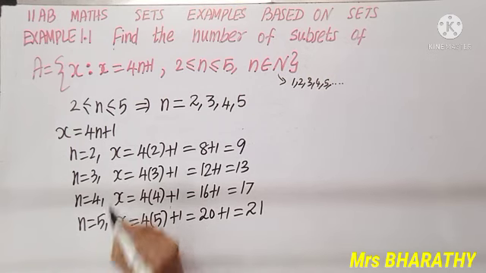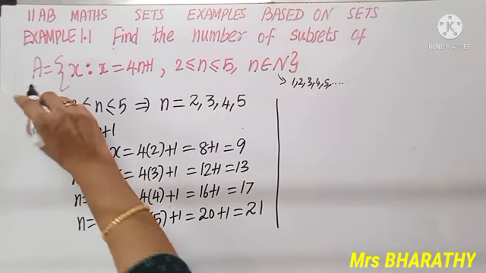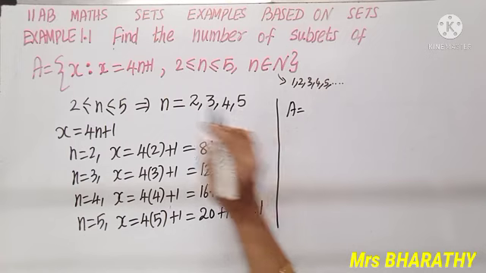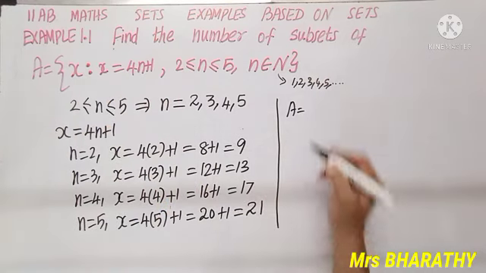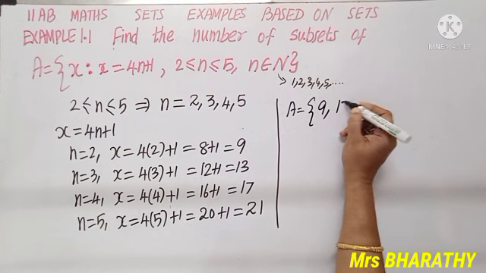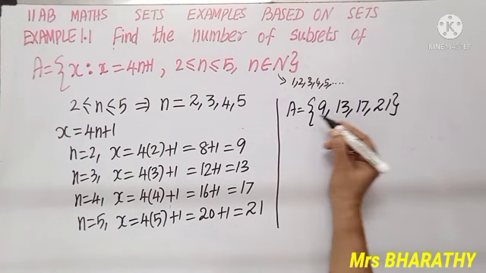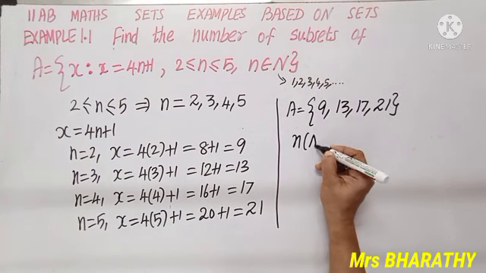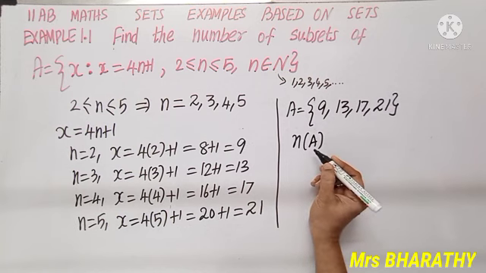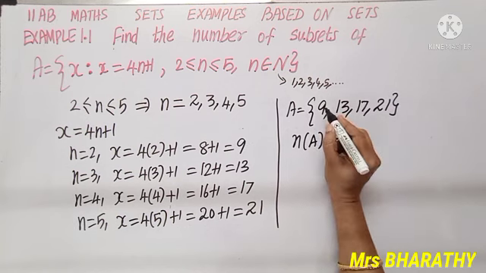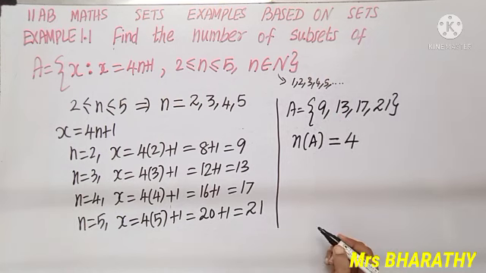As I know the various x values, let me write the set A, that is x equals 4n plus 1. So the values that I arrived at are 9, 13, 17, 21. How many elements are there? We call it the cardinality of A, that is n of A. n of A is 1, 2, 3, 4. There are 4 elements in the set A.